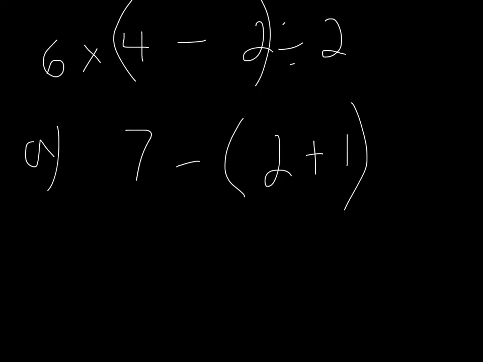Well, if we do the order of operations, we understand that we have to do parentheses first. So what's 2 plus 1? 3. And now you have 7 minus 3 equals 4. Go ahead and try that for B, C, and D.